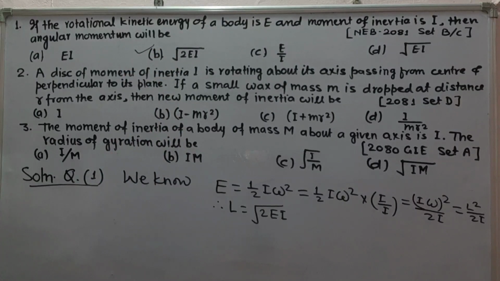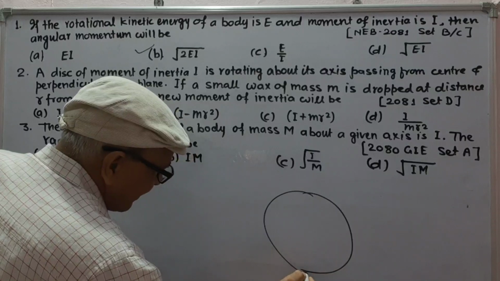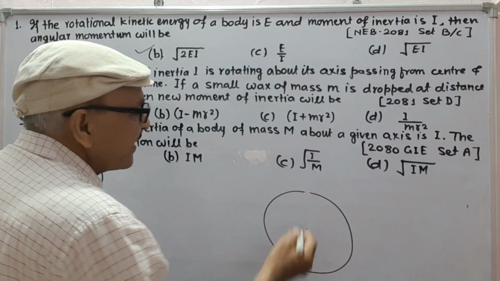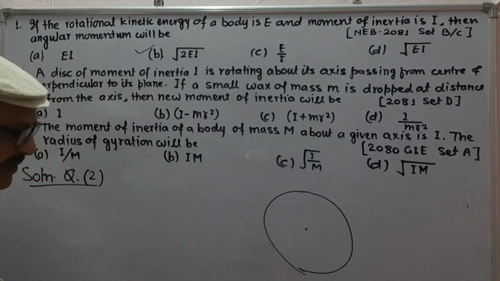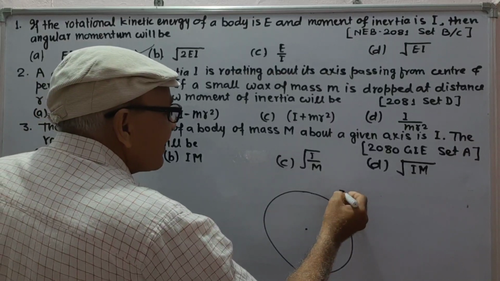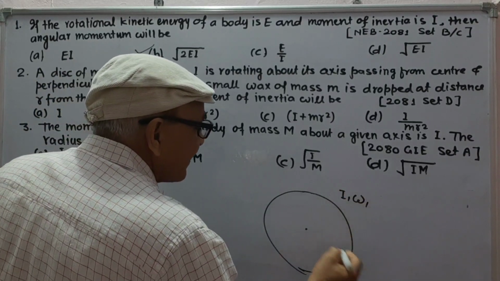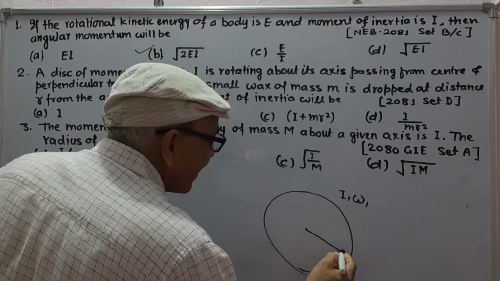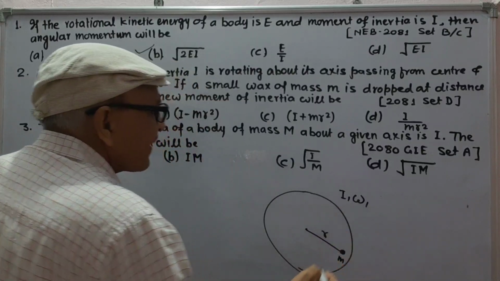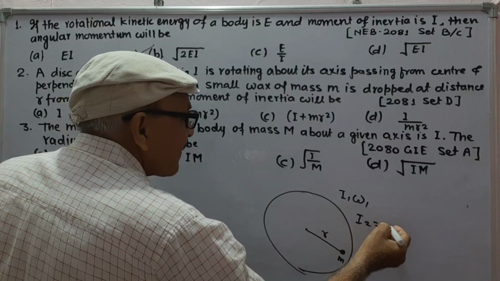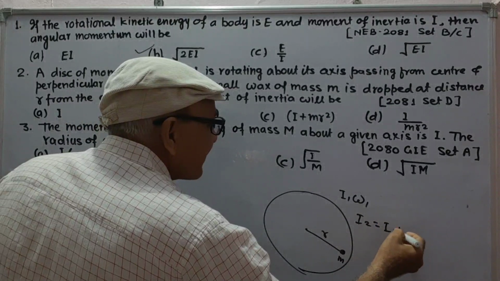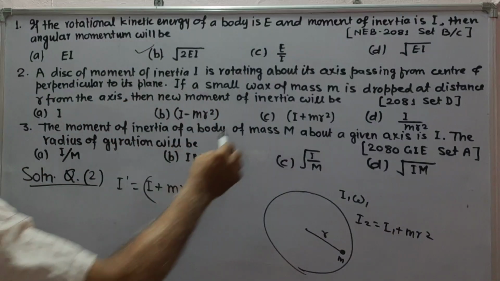Question number 2. A disk of moment of inertia I is rotating about its axis passing through center and perpendicular to its plane. If a small box of mass m is dropped at distance r from the axis, then new moment of inertia will be. This is a rotating circular disk, rotating about a perpendicular axis passing through its center. Initially, angular momentum is I1 omega 1, and after dropping the box of mass m at distance r, new moment of inertia I2 is equal to I1 plus m r square. So the correct option will be C.